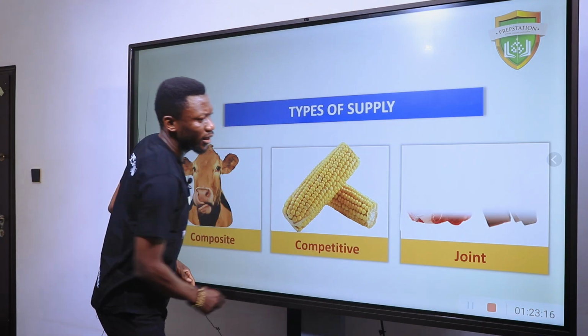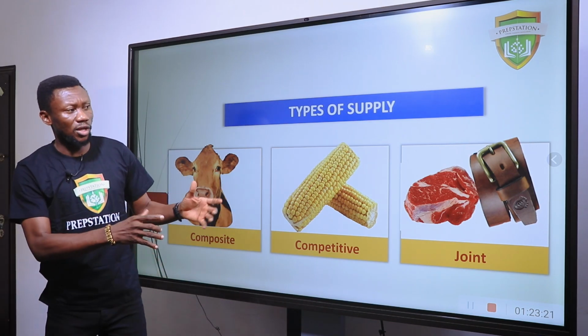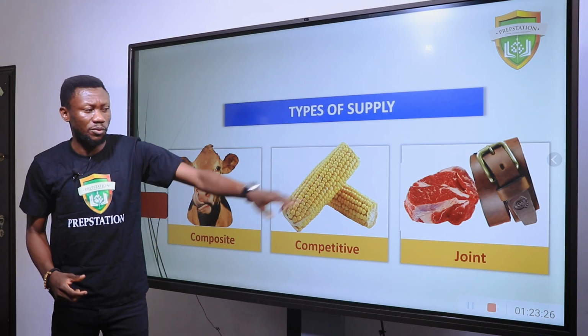Then one more we can have is joint supply. This is from the same source. If you have meat, you can also produce belts. You can have belts made from leather of cows, as long as with the beef.